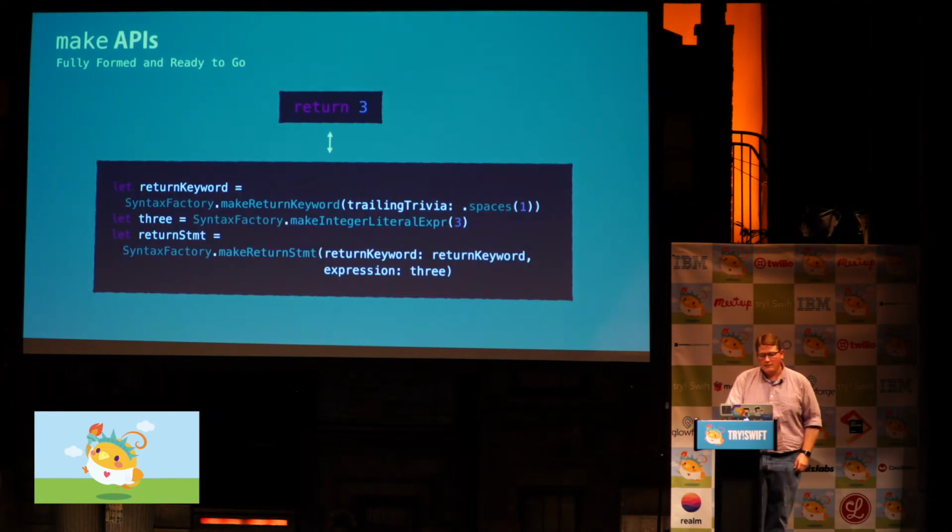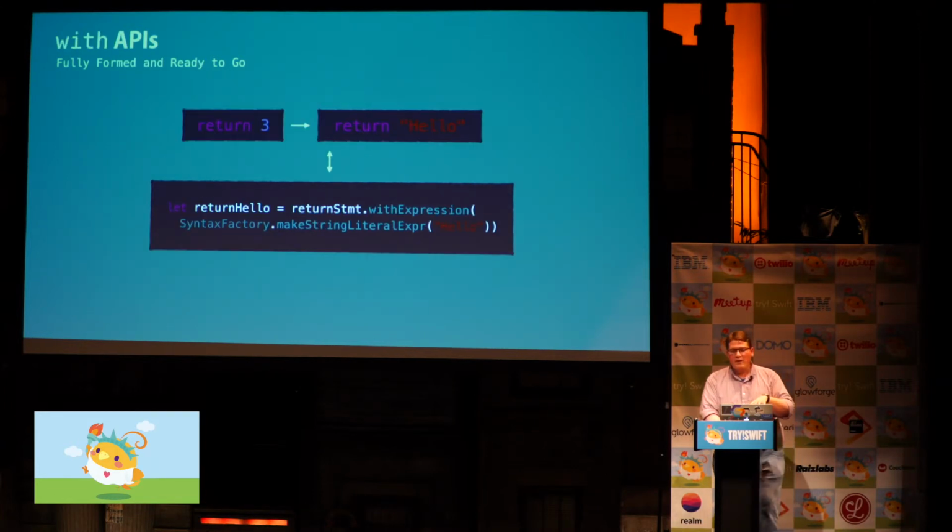So let's look at the MakeAPIs. Well, they're for making nodes when you have all their parts. They're all static methods on an enum called SyntaxFactory, which serves to namespace them. There's one MakeAPI per node, and you have to provide all of the required children of each node you want to construct. So if we want to make this return 3 expression, then we create a return keyword. We create it with 1 space of trailing trivia. Then we create the 3 expression. And then to make the actual return statement, we call makeReturnStatement, passing in that return keyword and the 3. And that gives us a fully syntactically valid return statement.